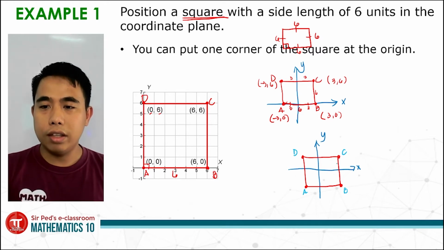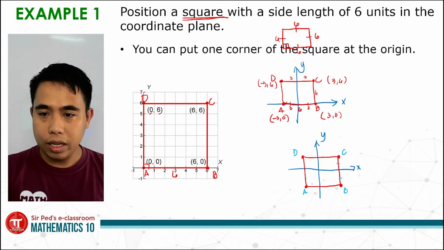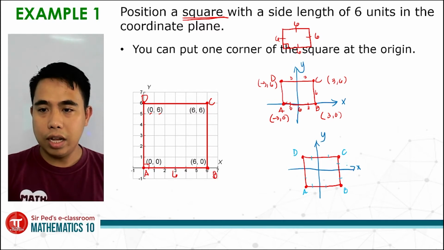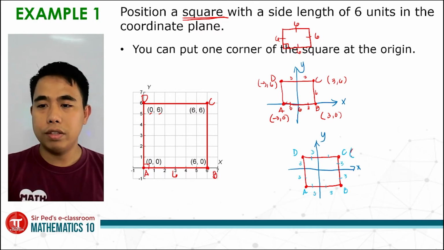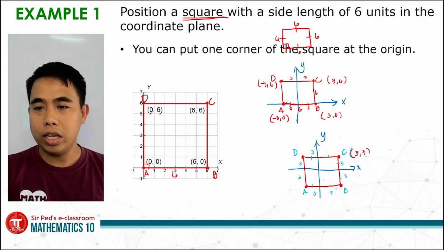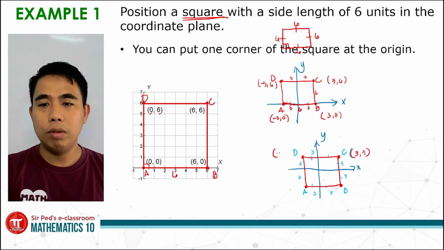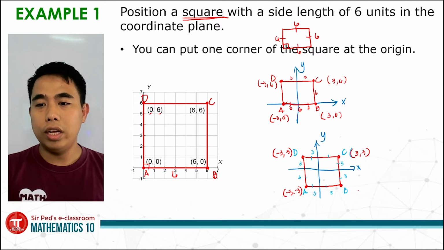The coordinates, so when all of these are congruent, it's just 3, 3. The length is 3, 3, 3. This means the coordinates of C will be 3, 3. Coordinates of D will be negative 3, 3. Coordinates of A will be negative 3, negative 3. Coordinates of B will be 3, negative 3.